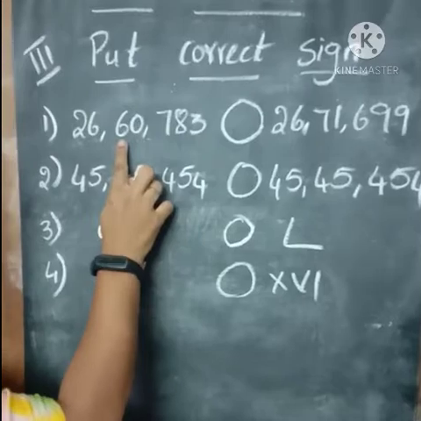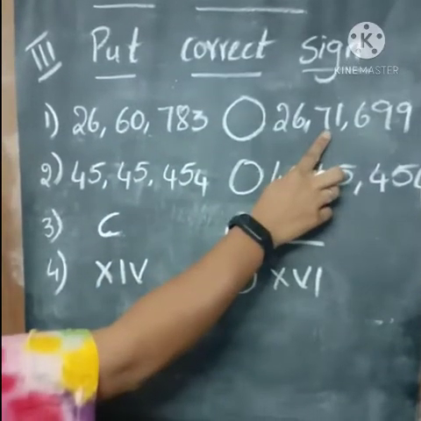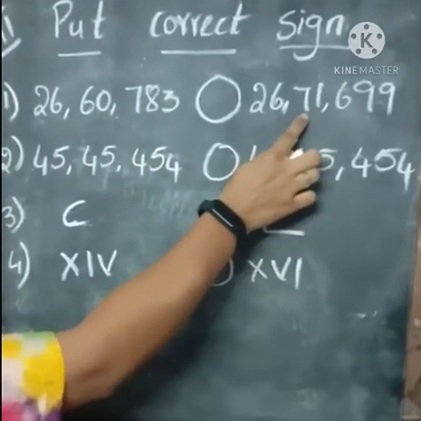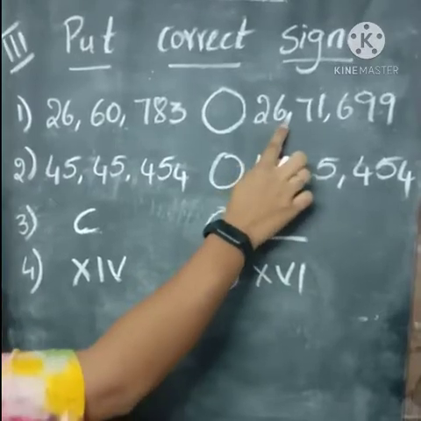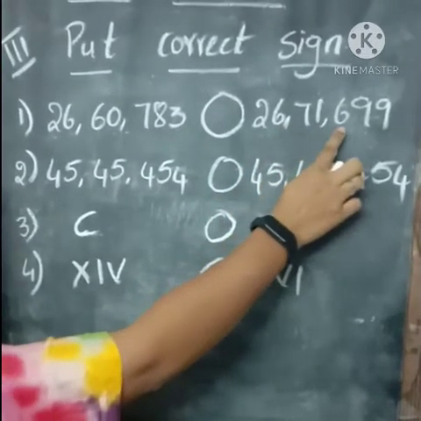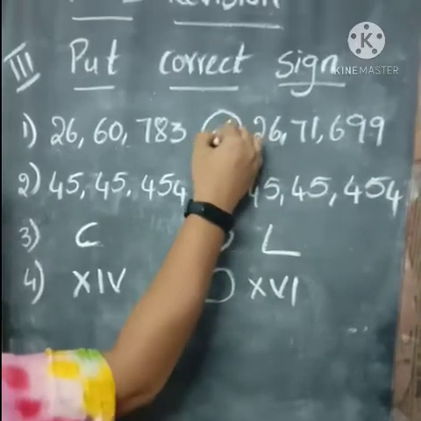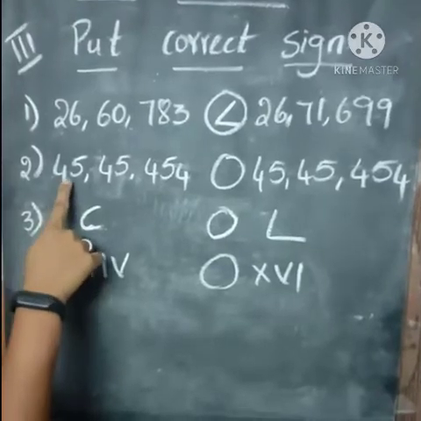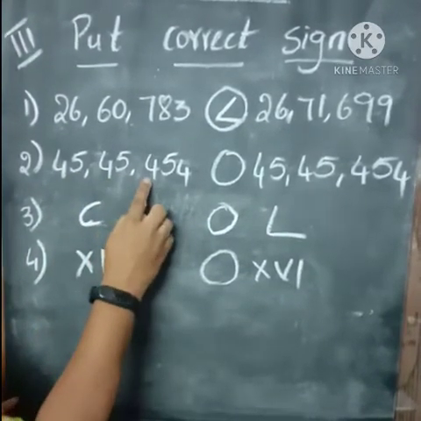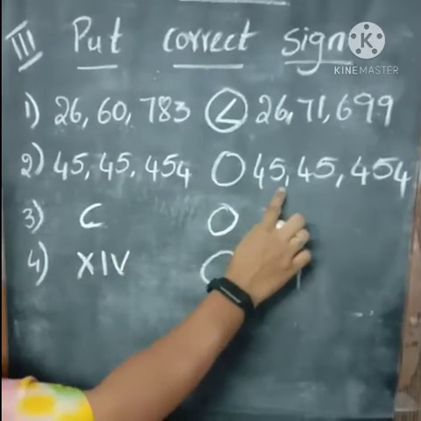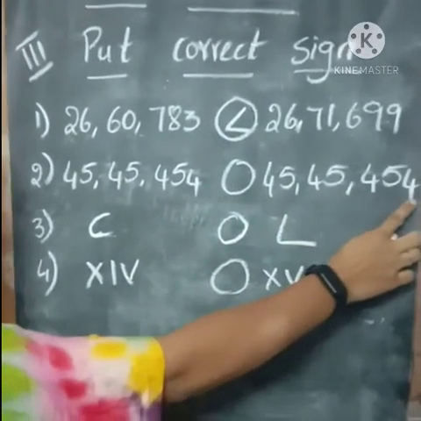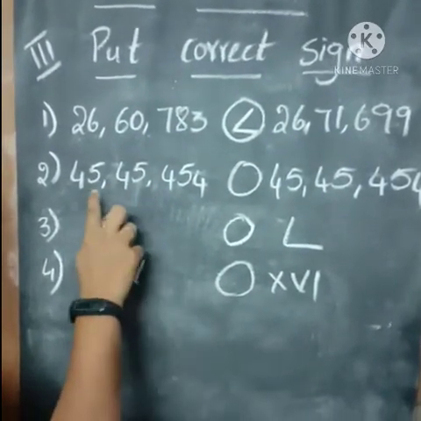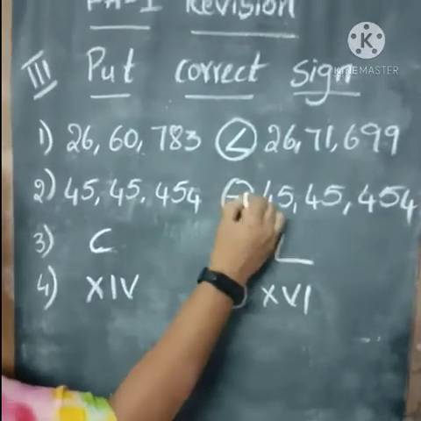Next see here. What is this number, children? 6. And what is this number? The number is 7. Among these two numbers, which is the greatest number? 7 is the greatest number. So 26 lakhs 71,699 is the greatest number. We have to give the greater than sign. Next see here. What is this number? 45 lakhs 45,454. And next 45 lakhs 45,454. See here children, these two numbers are equal or not equal? Yes. The places are all equal. So these two numbers are equal.